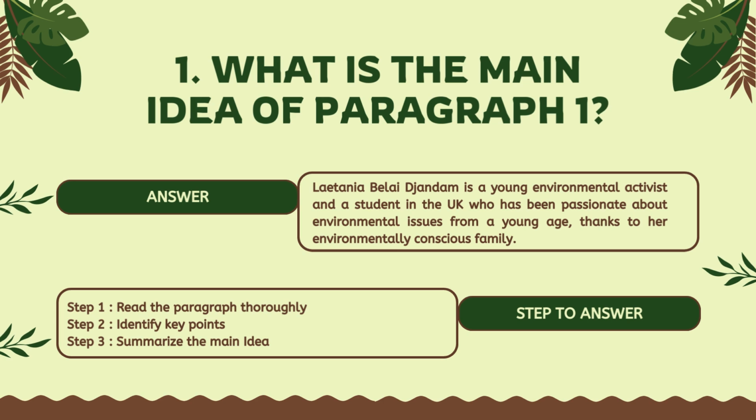Step-by-step answers. Step 1. Read the paragraph thoroughly. Step 2. Identify key points. Laetitia Belajandam is a young environmentalist and a student. She grew up in an environmentally conscious family. Her upbringing inspired her to engage in climate action. Step 3. Summarize the main idea. Laetitia Belajandam is a young environmental activist inspired by her environmentally conscious family to take climate action from a young age.